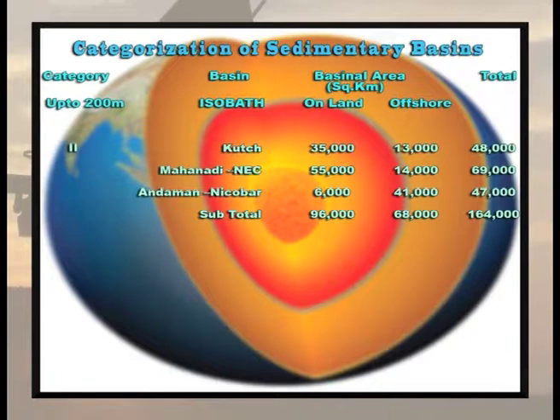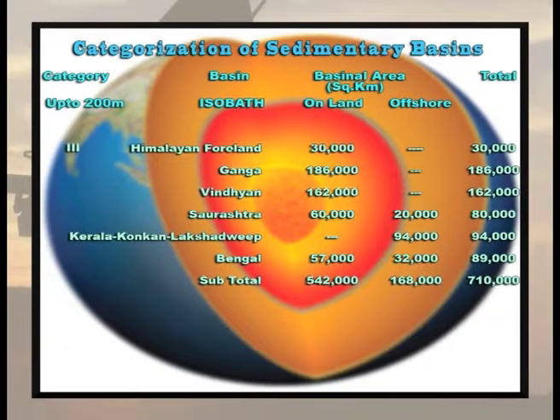Andaman Nicobar, on land is 6,000, offshore is 41,000, totally 47,000 square kilometers. Subtotal is 96,000 square kilometers on land and 68,000 square kilometers offshore. Totally 1,64,000. Himalayan foreland has on land 30,000, no offshores. Totally it is 30,000. Ganga has 1,86,000 on land, no offshores.